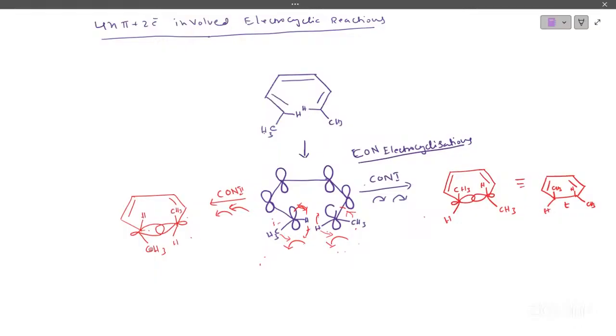Then look at here. When we convert into a complete structure of the compound: hydrogen, CH3, hydrogen, and CH3. Both methyl groups are trans to each other. In both stereochemistries, trans products are obtained. Both Con 1 and Con 2 are giving the trans product. Next.